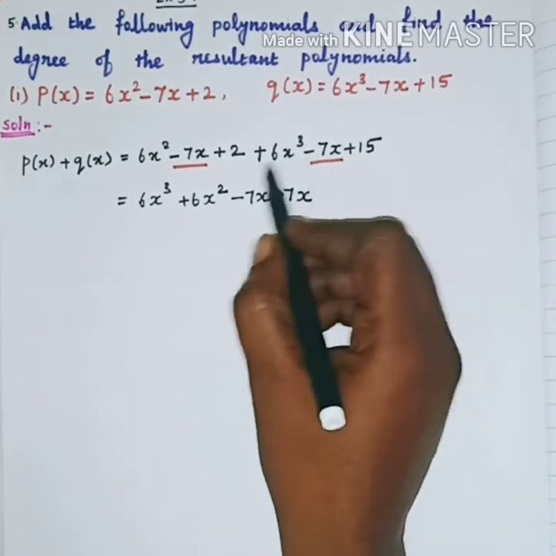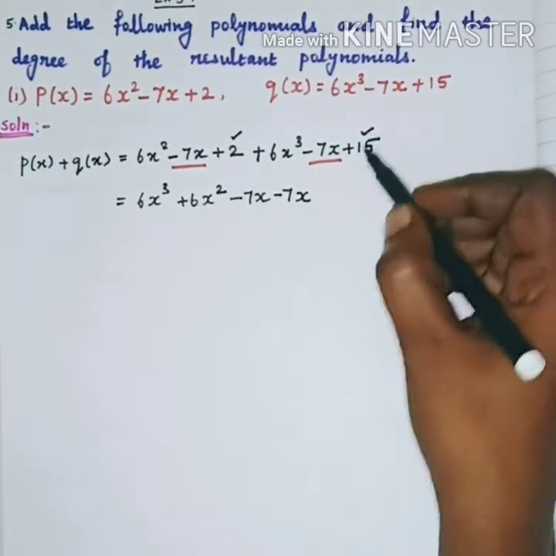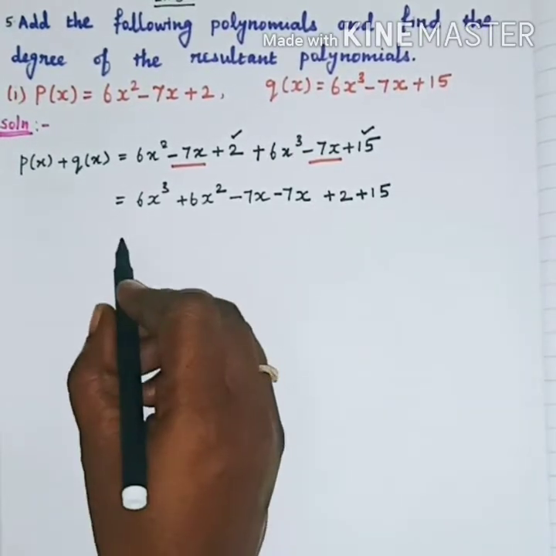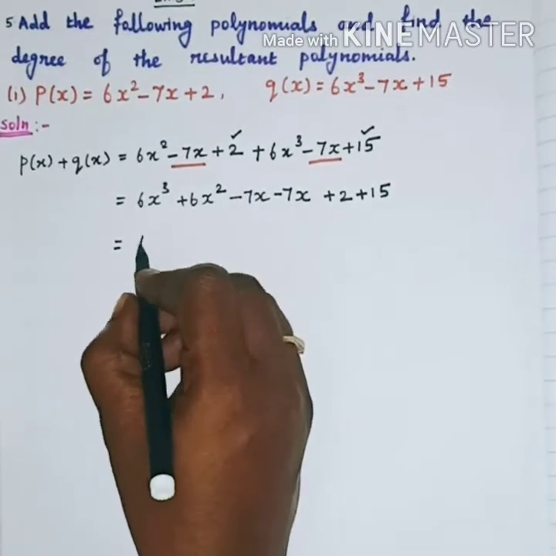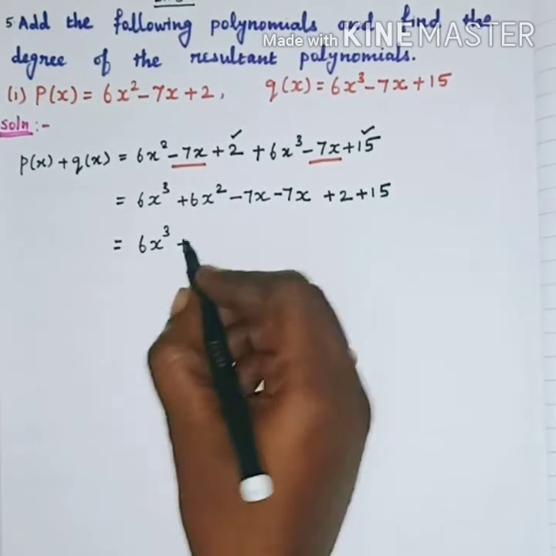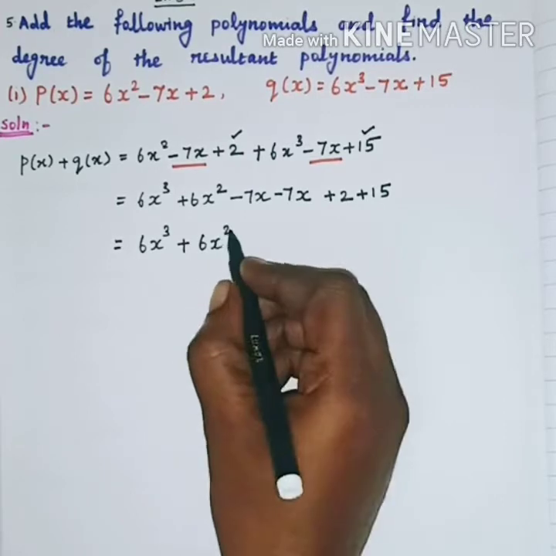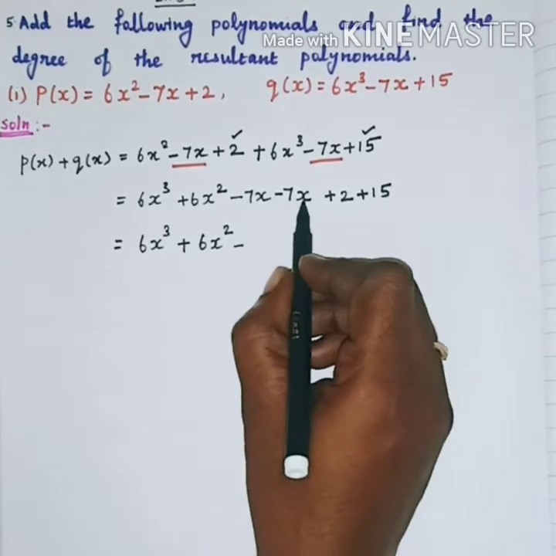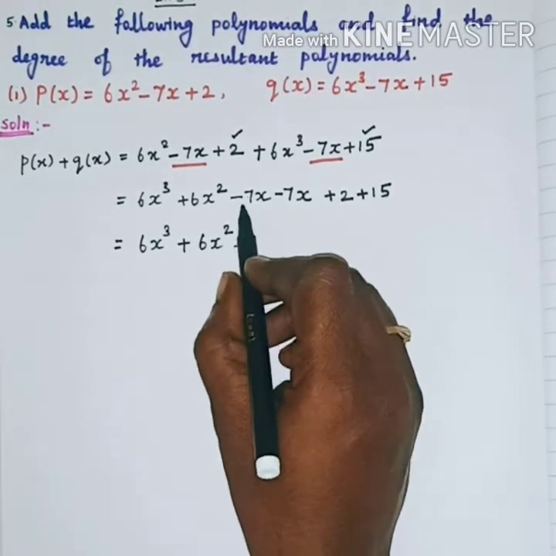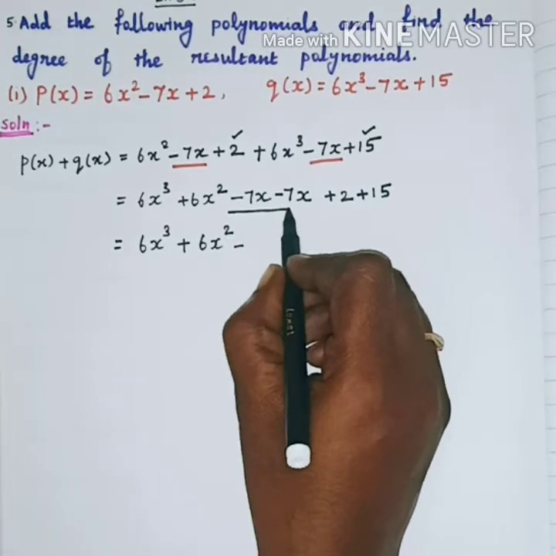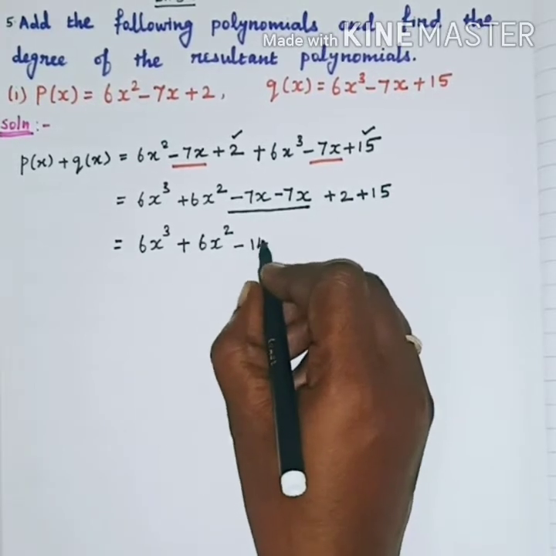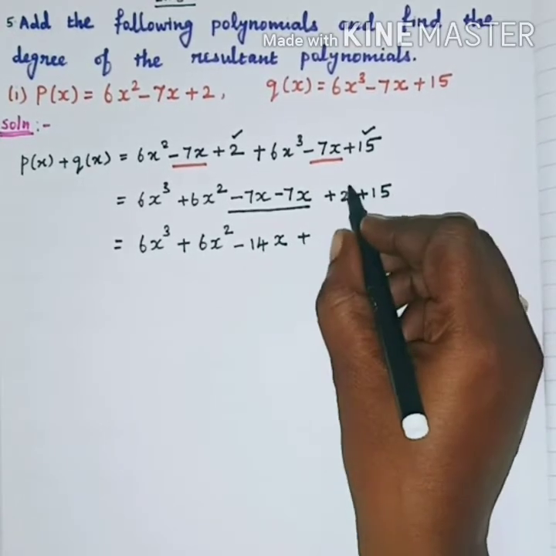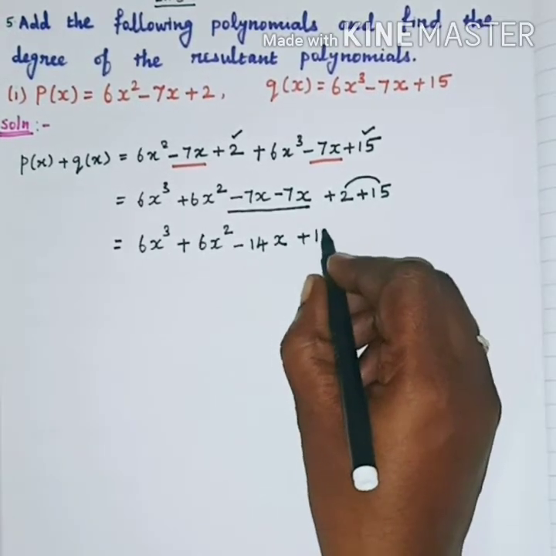The remaining terms are constant terms, plus 2 and plus 15. Write the constant terms together, plus 2 and plus 15. Now 6x cube plus we have 6x square. Write these terms as it is, and then here we have two x terms. So minus 7, adding these two terms, we will get minus 14. Minus 7 plus minus 7 is minus 14x plus 2 plus 15. 2 plus 15 is 17.